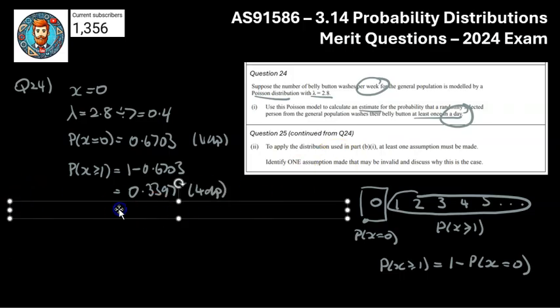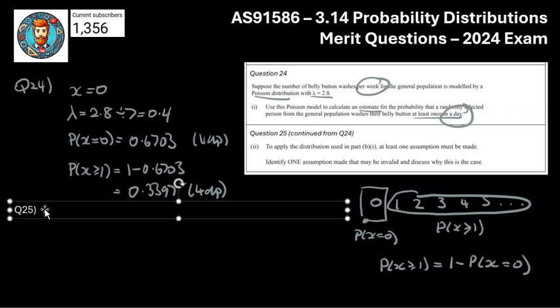Okay, so we're now on to question number 25, and it's a bit of a typey question, so I've got my text box up again. Basically, this question carries on from the mean belly button stuff, the washes per week. To apply the distribution, we have to identify one assumption that has been made, also one assumption that may be invalid, and discuss why this is the case.